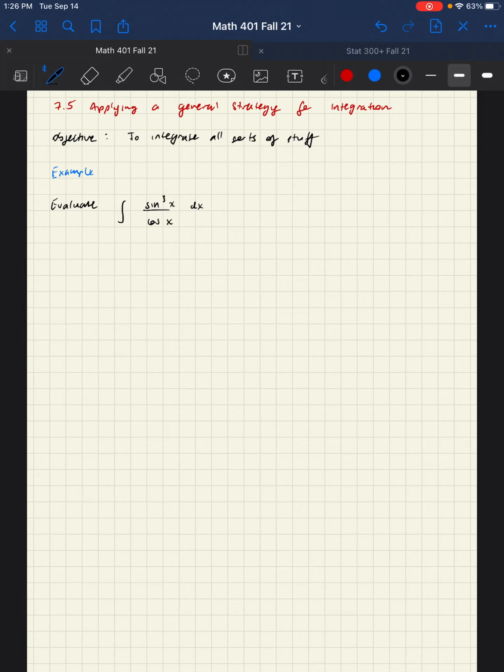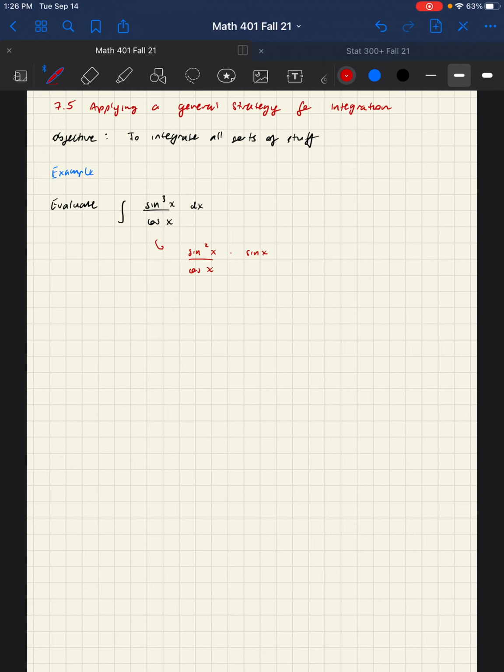We're going to evaluate sine cubed x over cosine x. Find the integral of that function. Okay, so where do we begin? Why don't we start with, let's write this as, let's see, what would work? Sine squared of x over cosine of x times sine of x.